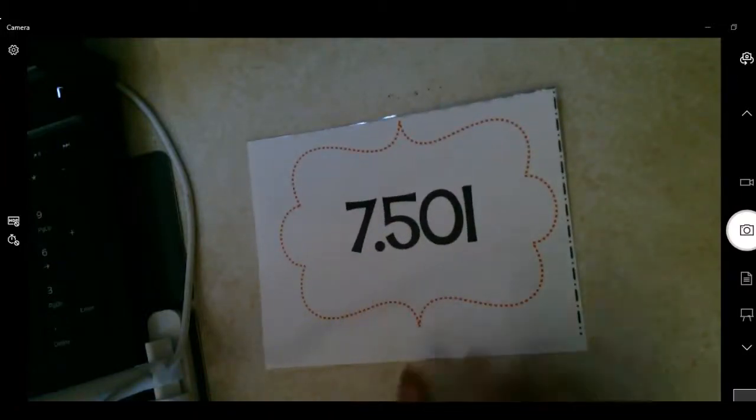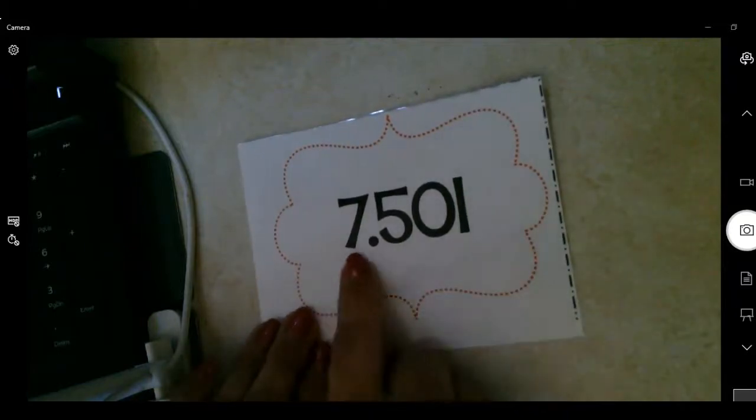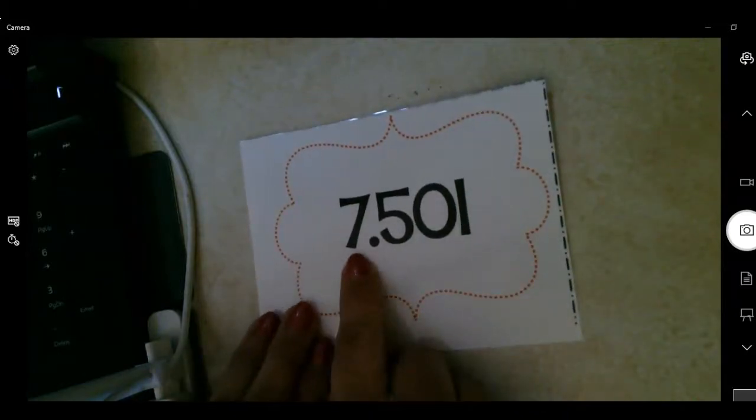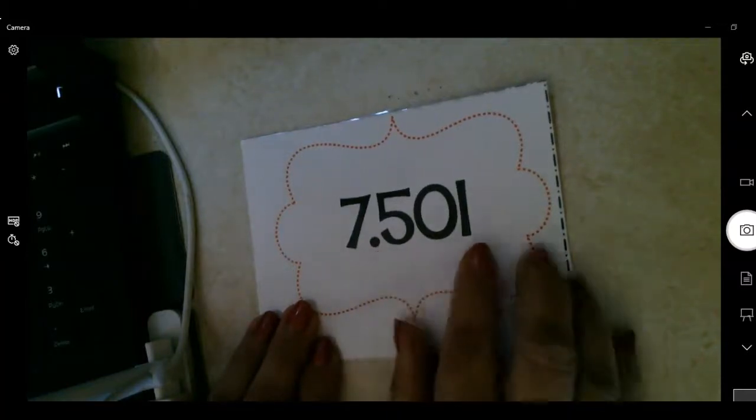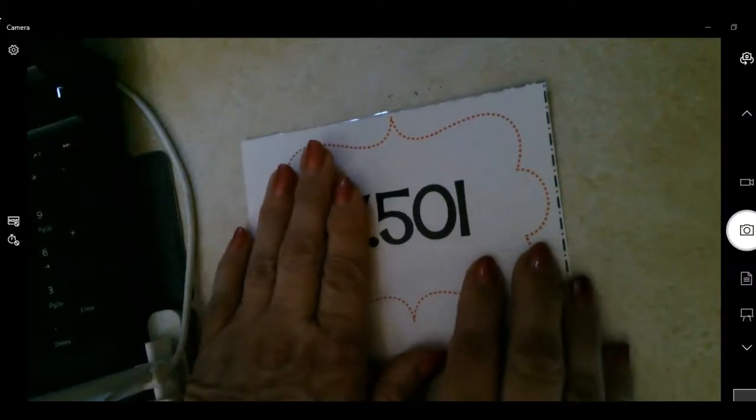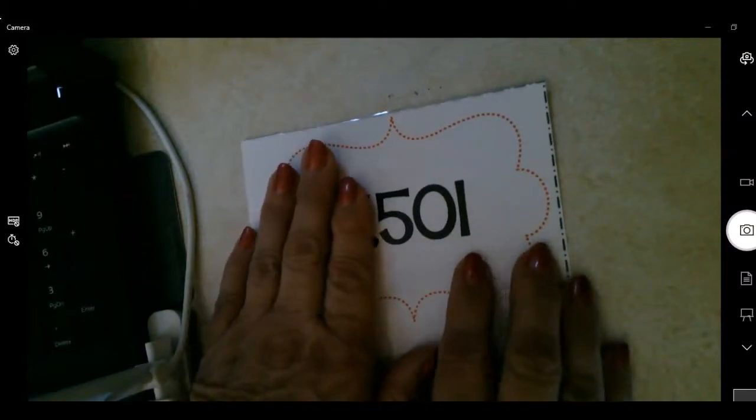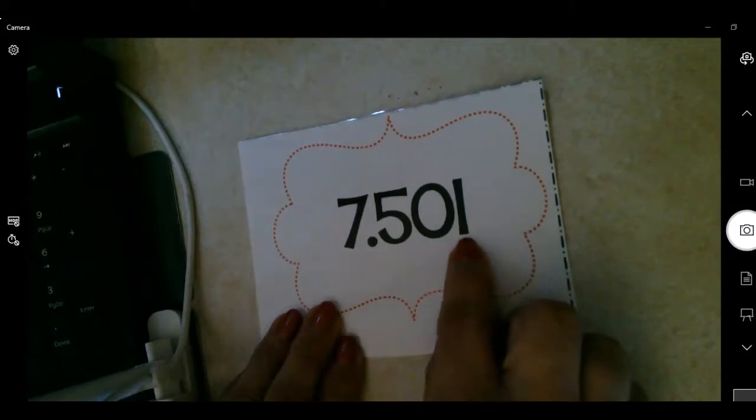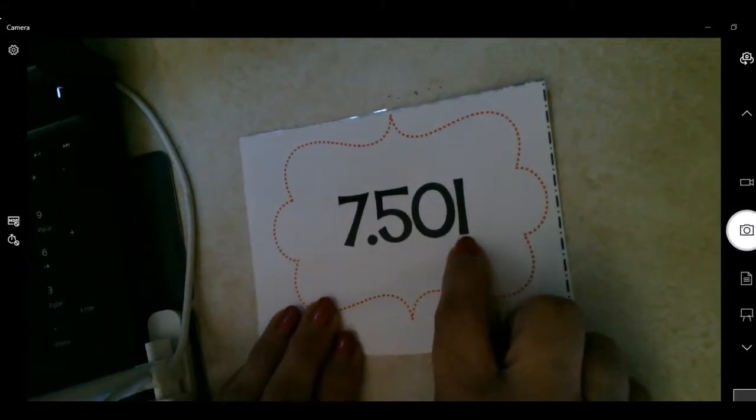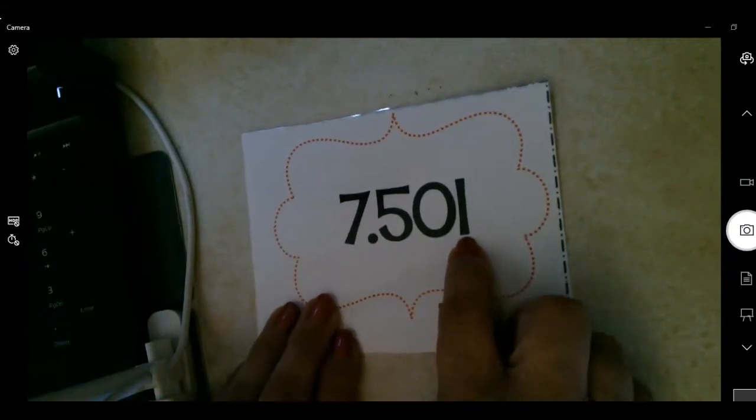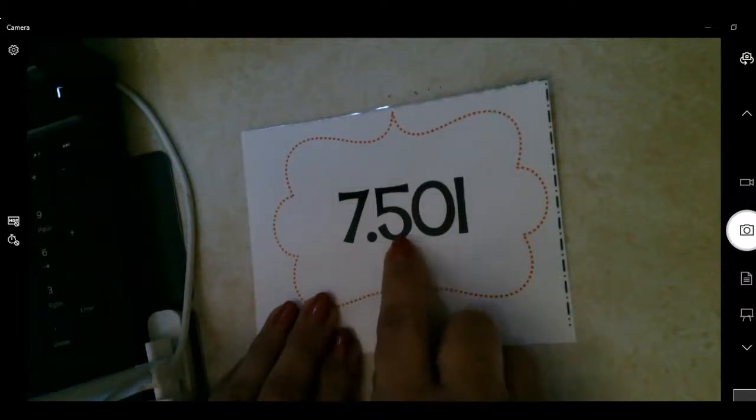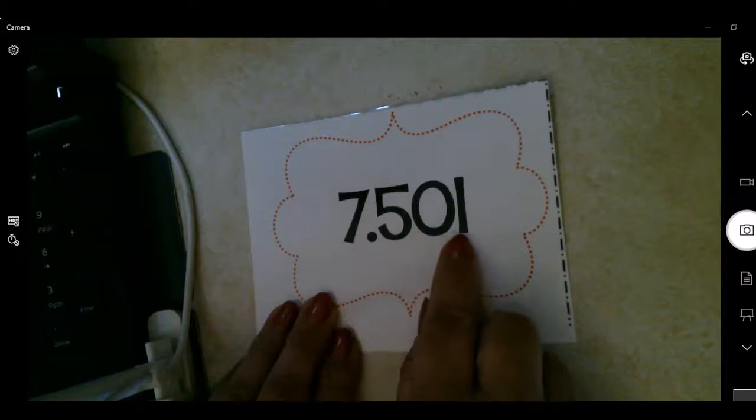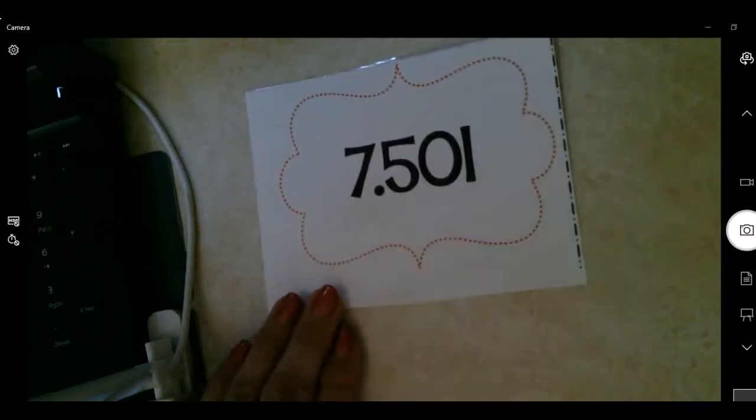I'm going to have to say this number. Once again, if there's a whole number, you say it first. 7. Remember that the decimal point says and. Then we look for the decimal's first name, 501. The value of the last place value spot is thousandths. So we would read this as 7 and 501 thousandths.